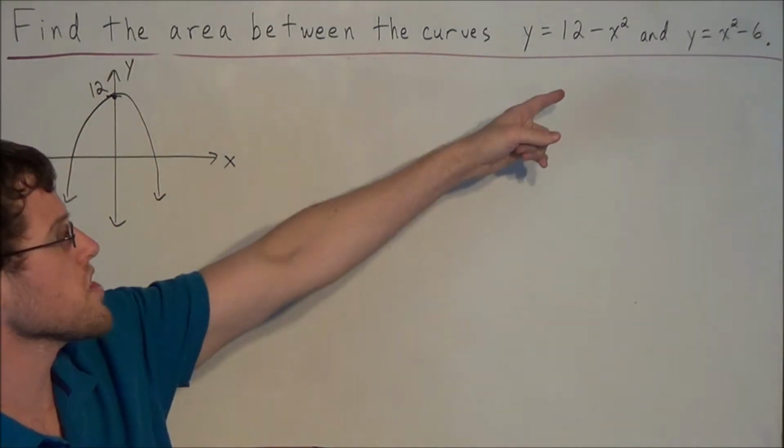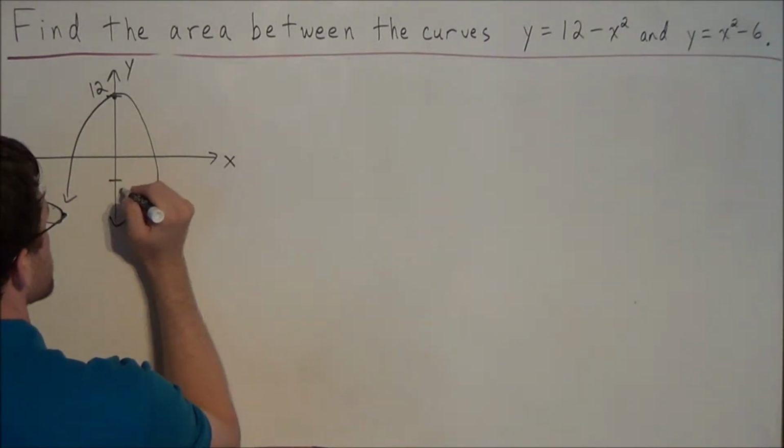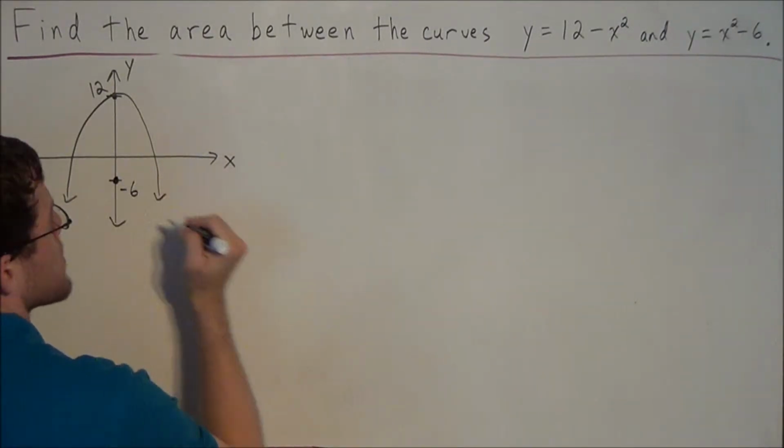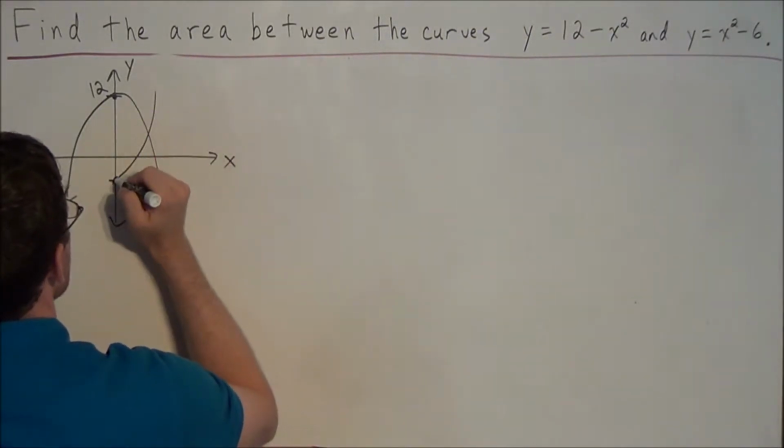So for the second equation, we have y equals x squared minus 6. So this parabola has a y-intercept of negative 6, and since it has a positive x squared, this parabola is going to be opening upwards.